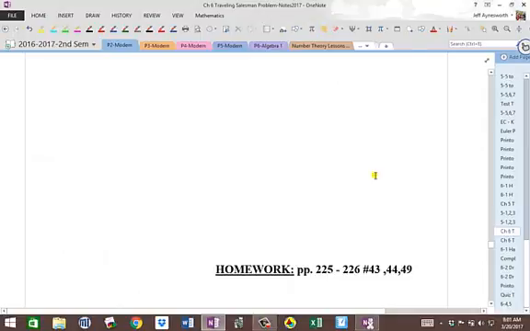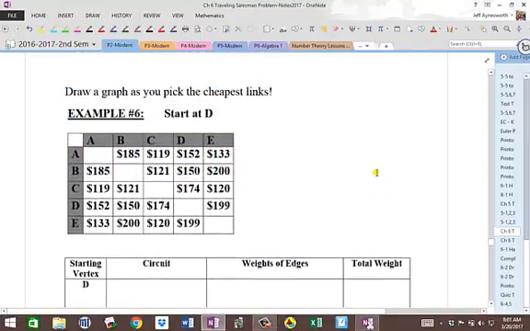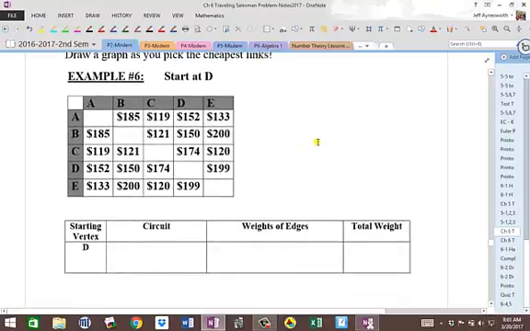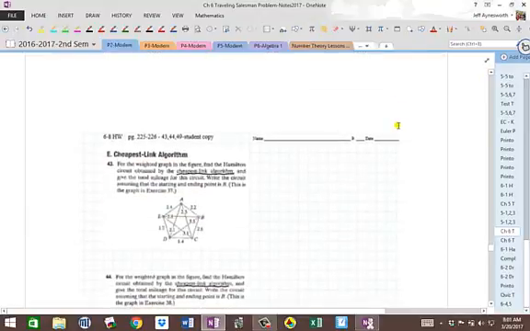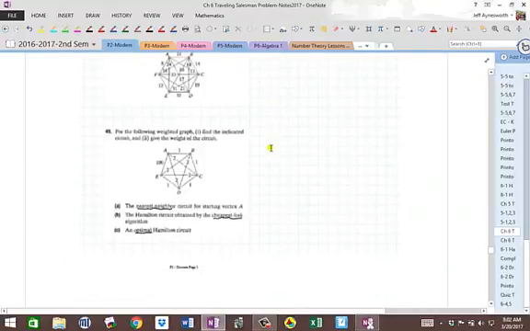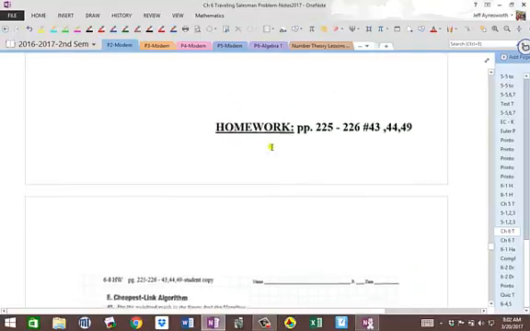After my next example here, I'm going to stop early. You guys can try this one here, the example 6. I'll come around and check your work on that one. And obviously practice right here, numbers 43, 44, and 45. And you can check my solutions when you come back to class or on my website.